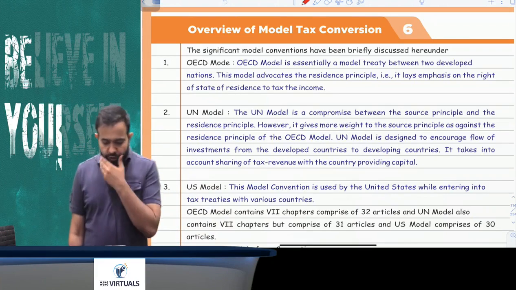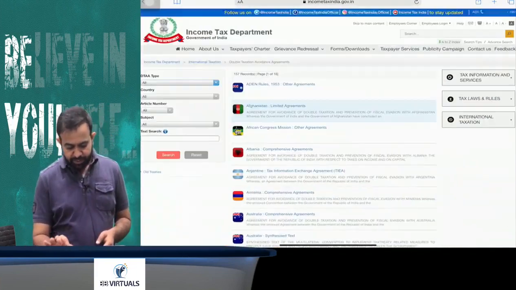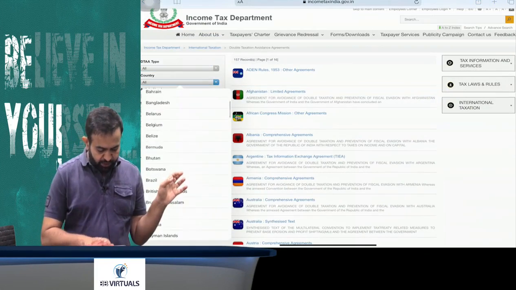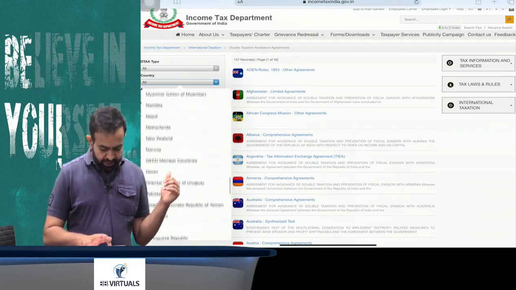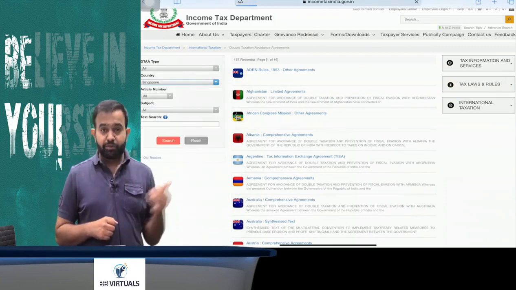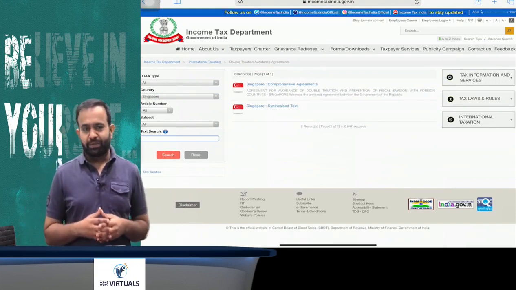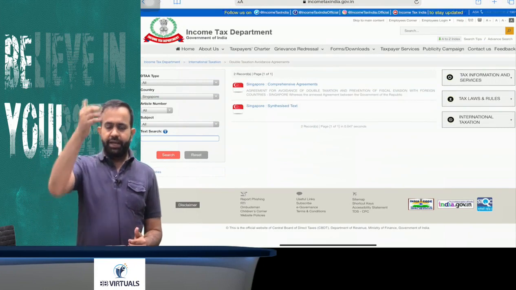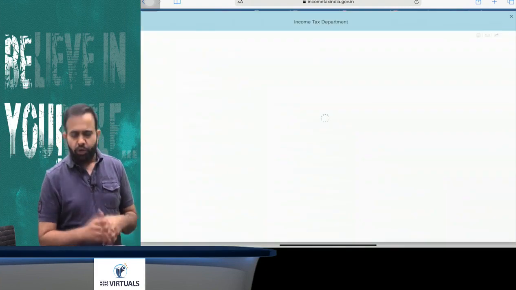Now guys, I'm just going to show you one agreement between two countries. On the income tax website, there are 100 plus agreements, so you can visit the income tax website if you want to see. Suppose I take one example, India with Singapore. Yes, we have an agreement with Singapore. We have an agreement with Pakistan also, but with Pakistan we have only a limited agreement. Limited agreement means the agreement is only for transportation by air and shipping. Only that agreement is there with Pakistan. But with Singapore, we have a comprehensive agreement.